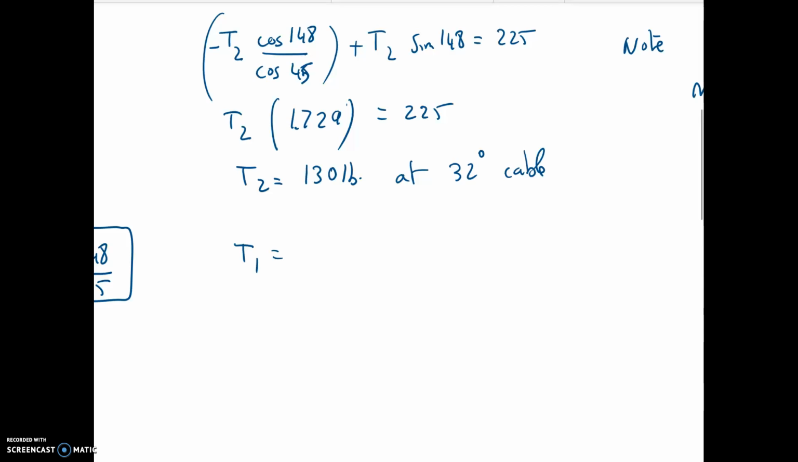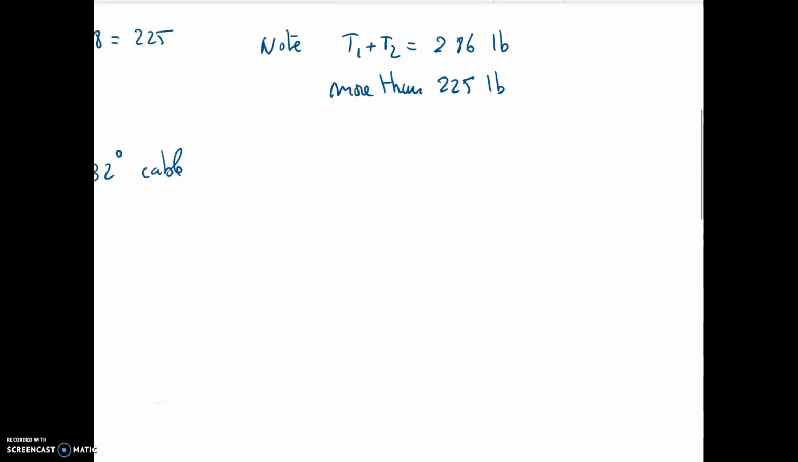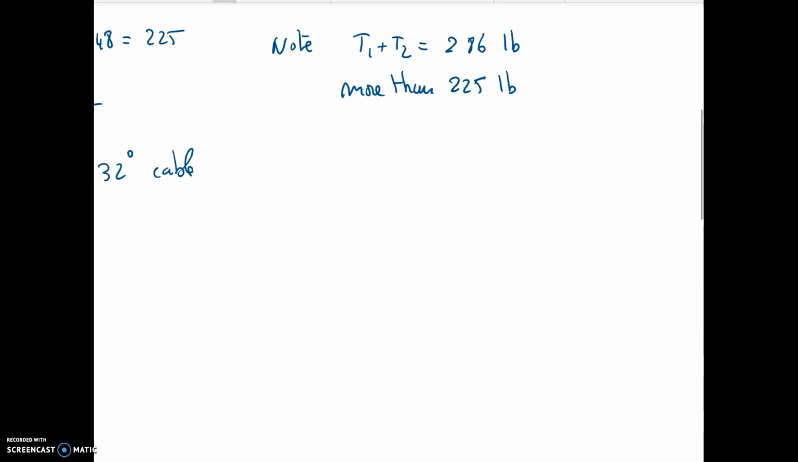And at this point, you should have a question in your head helping you define if the calculation you made is correct or not. Let me write a note for you that T1 and T2 are equal to 286 pounds, which is more than 225 pounds, and which is pretty normal. Because if it was less, that would mean that your cable is not able to hold the sign, and therefore your sign will be pulled down.